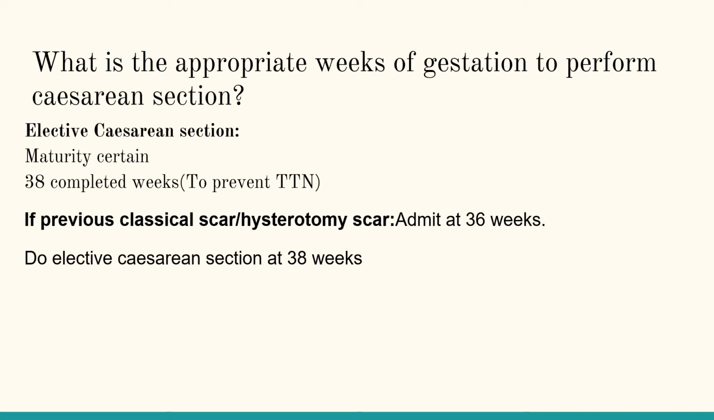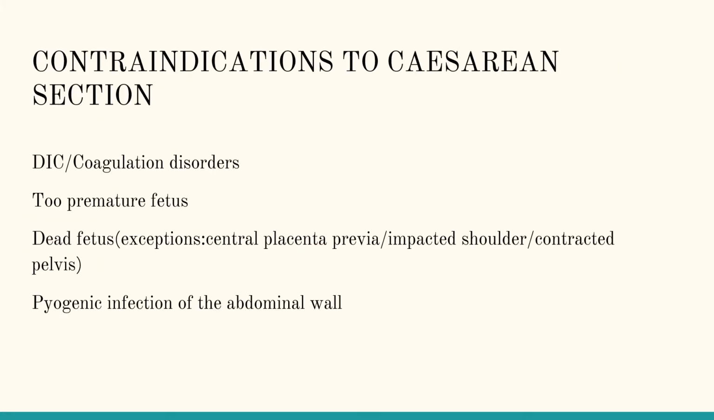What is the time to do C-section if there is a previous classical or hysterotomy scar? Basically, you admit the patient at 36 weeks for observation and do elective C-section at 38 weeks of gestation.